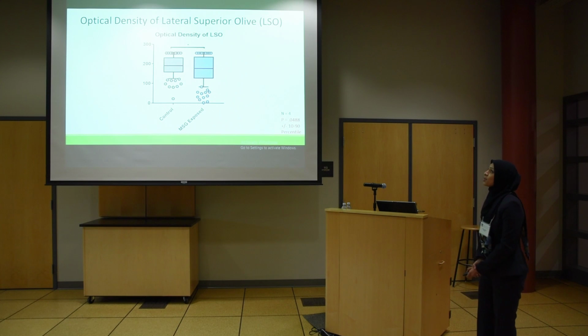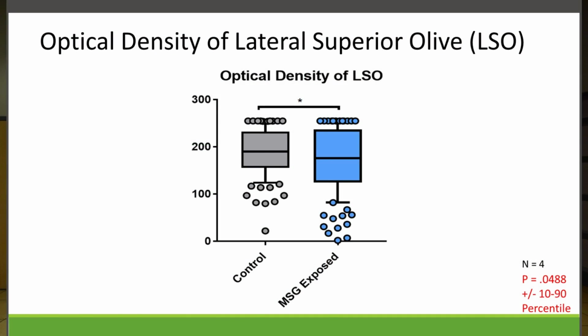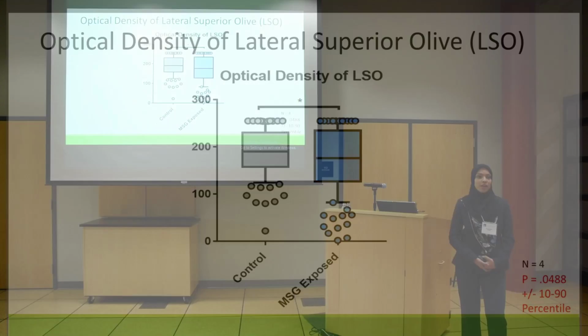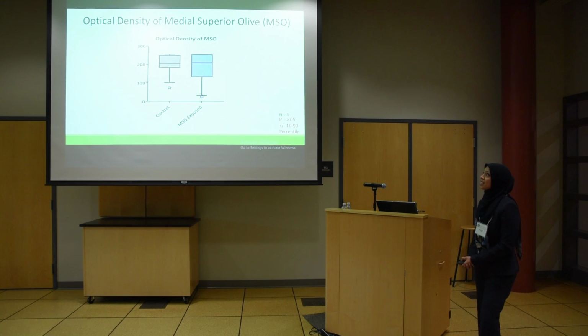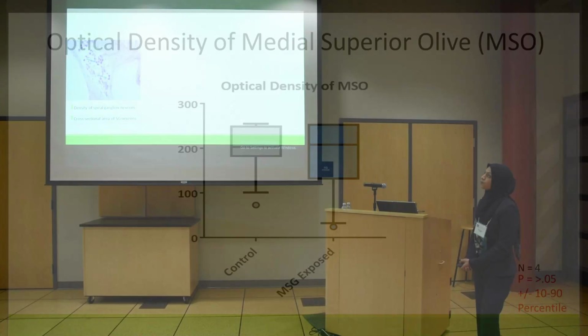And what we saw was that there was a significant decrease in the optical density of the lateral superior olive. So that indicates to us that there is a significant decrease in the number of inhibitory terminals surrounding the lateral superior olive. What was interesting is that we did not see a difference in the MSO or the SPON.